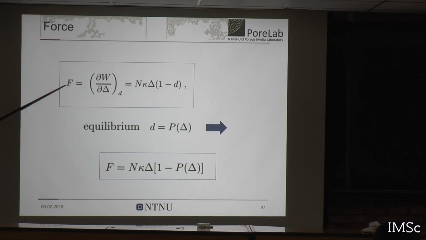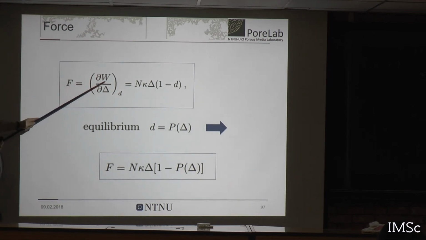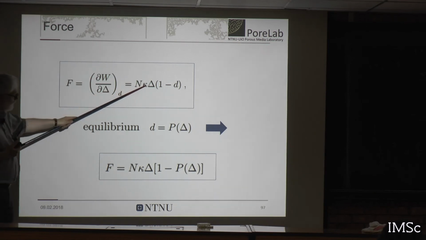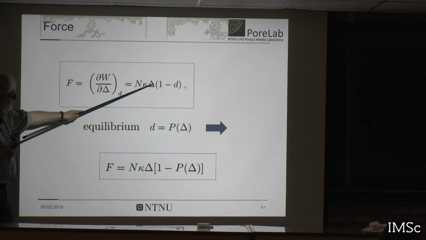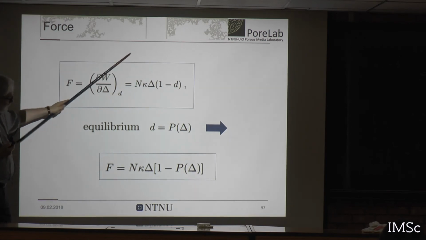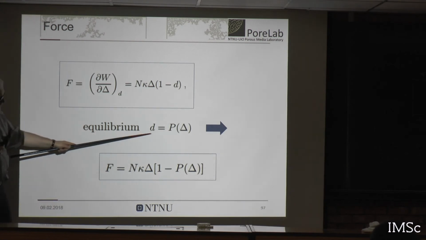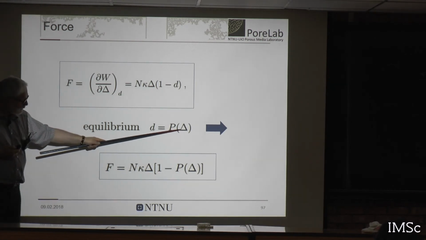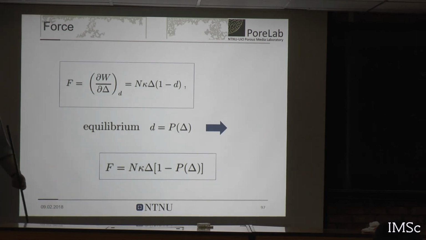The physical force is this dW of d delta. And I get this. It's just the 2 disappears and it's delta rather than delta squared. And I put in the equilibrium condition. And I end up with this expression here. And this is the usual average behavior of the fiber bundle. But I can do more.